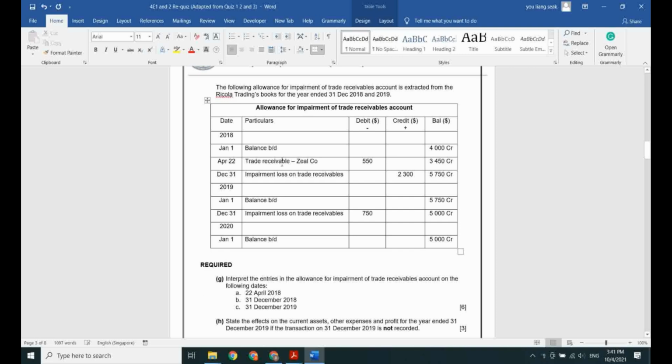So once again, to repeat myself, whenever you see allowance and trade receivable entries coming together, it means that this is a writing off entry. It means that most likely ZealCo has either closed down or gone bankrupt. That's why we are doing a credit to trade receivables. And this one is the financial year end, where the accountant reviews the trade receivables balance, and has to adjust the allowance for impairment of trade receivables balance by either increasing, crediting to this account, or reducing by debiting to this account, as shown on this day.